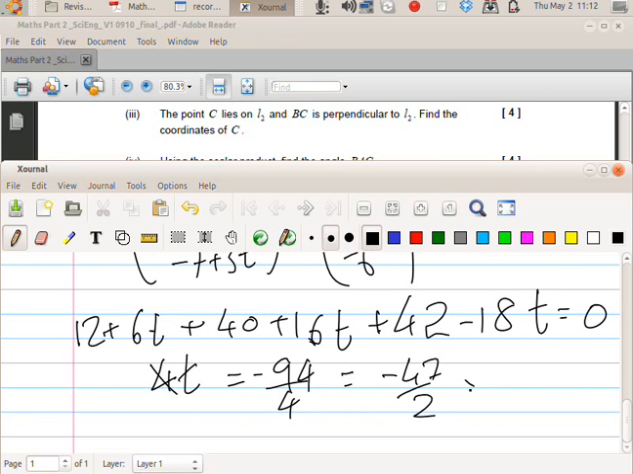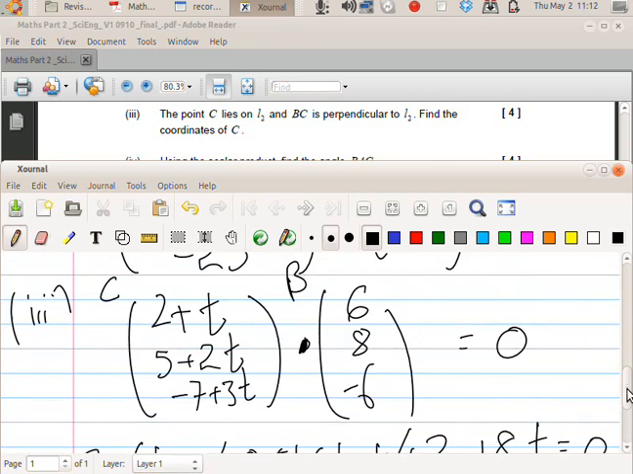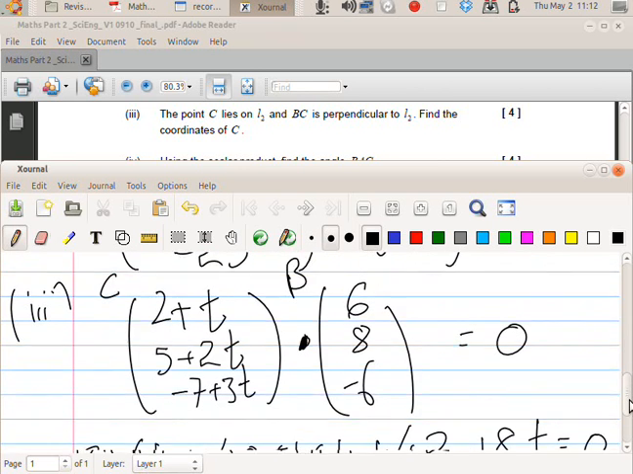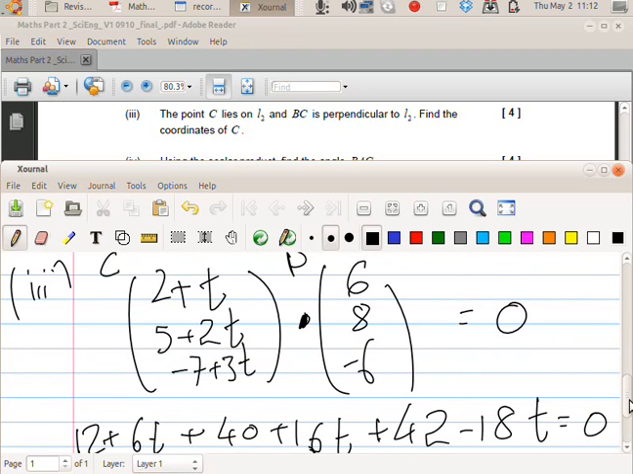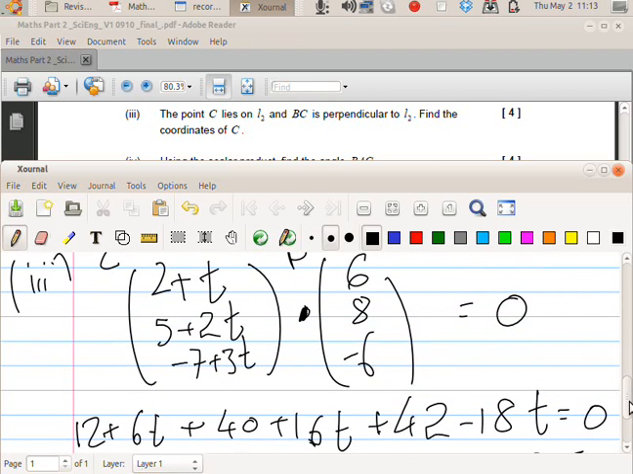Should be a nice number, right? Not necessarily. Minus 23.5. Now, did I multiply them correctly? You don't think so? 12 plus 6T plus 40 plus 16T minus 42.